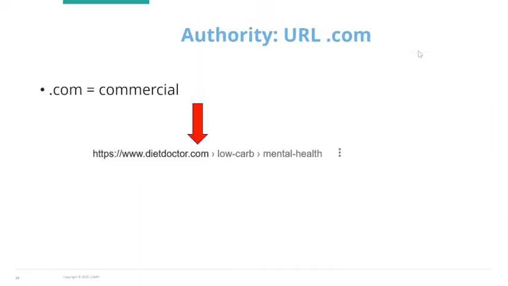So next thing, if we actually look at the authority, and as mentioned previously, to tell the authority, you can look at the domain ending in a website. So .com generally equals commercial. So this is not a governmental website. This is most likely a commercial website.